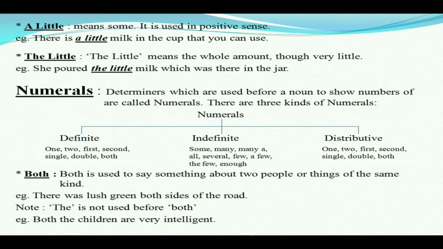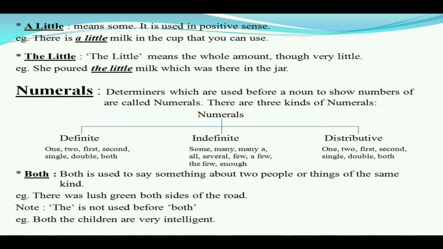Next is a little. A little means some. It is used in positive sense. For example, there is a little milk in the cup that you can use. Next is the little. The little means whole. The, it means very little. For example, she poured the little milk which was there in the jar. It refers to the whole quantity.